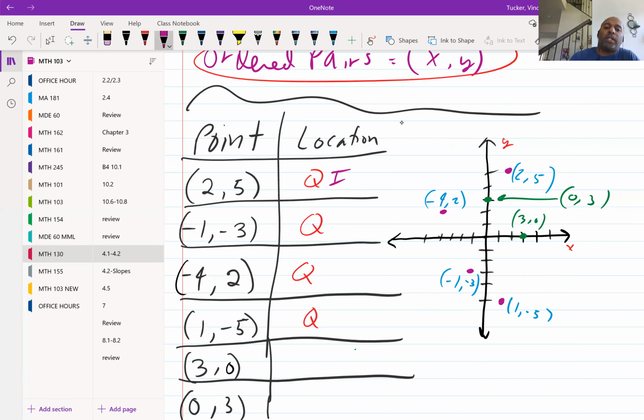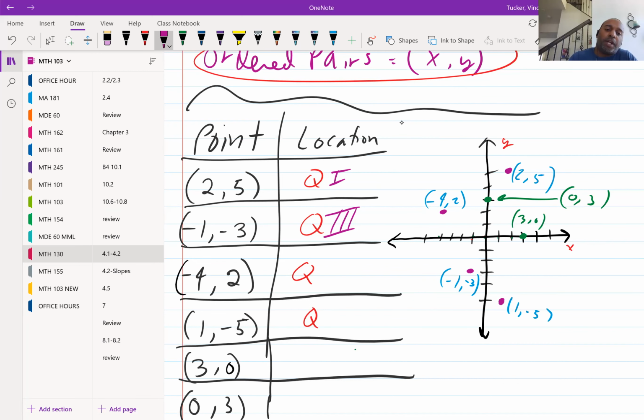All right. So looking at that next point, we have -1, -3. Always start at your origin. This time we're going to go left 1, down 3, because they're both negative. -1, -3. Negative 1, 2, 3. That puts us in quadrant 3. Okay, got that so far.